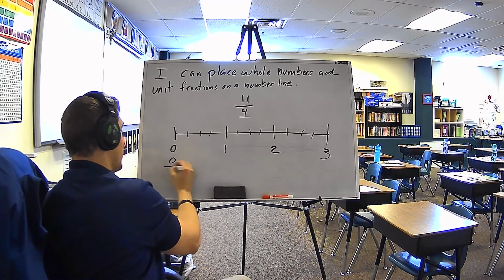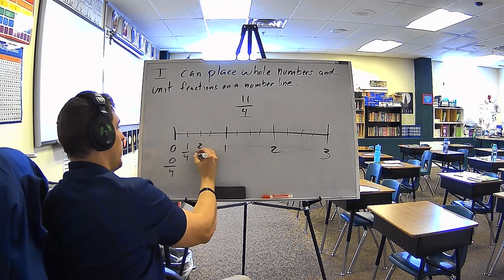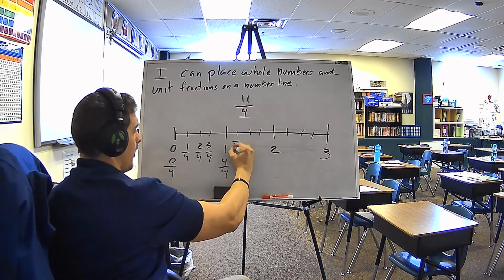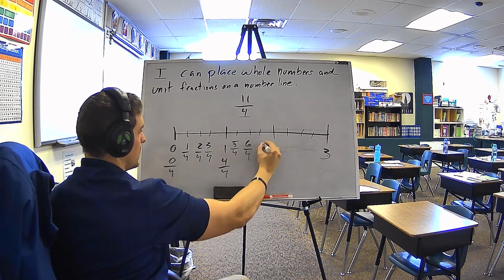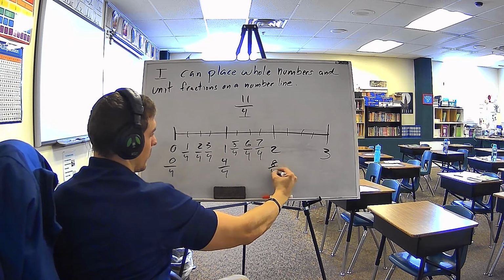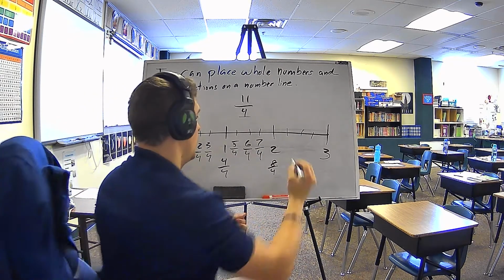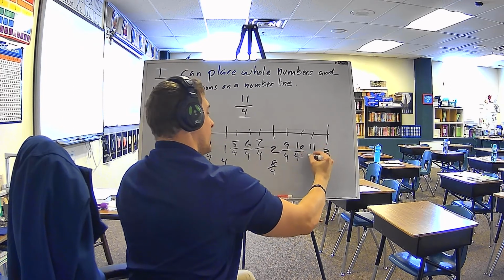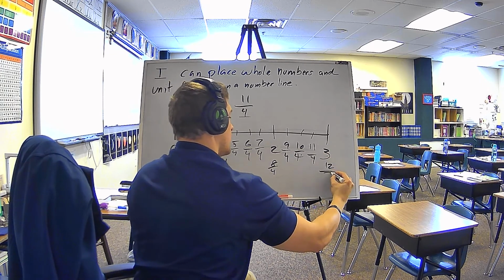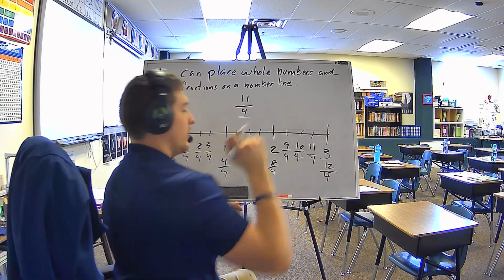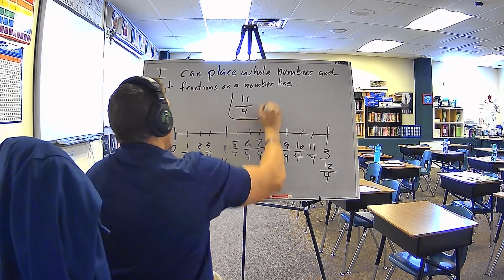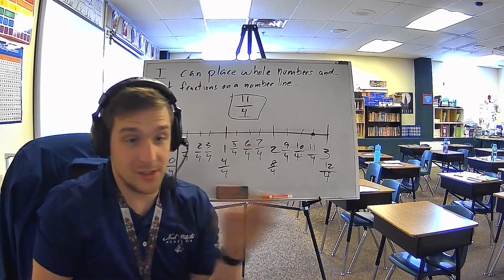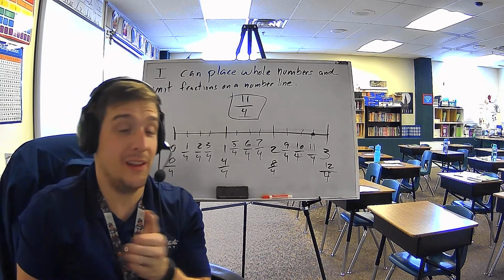So 0, it would be 0/4. Then 1/4, 2/4, 3/4, 4/4, because 4 divided by 4 is 1. 5/4, 6/4, 7/4, 8/4, because 8 divided by 4 is 2. 9/4, 10/4, oops, I almost put 11, 11/4, and then 12/4, because 12 divided by 4 is 3. Now, scholars, we're looking for 11/4. Well, there it is right there. So the same thing as like doing time is just, here's the number line, go down it until you find the spot you're looking for.